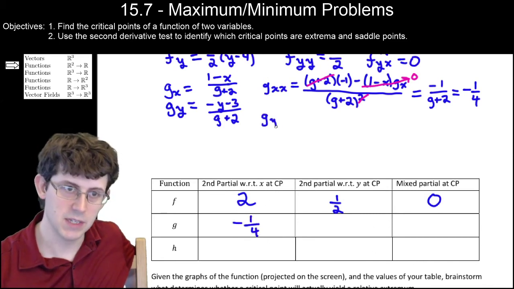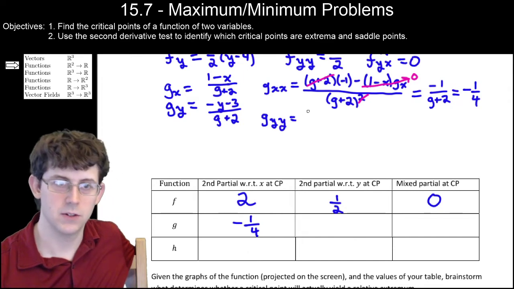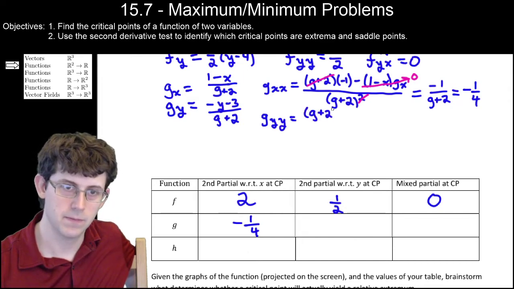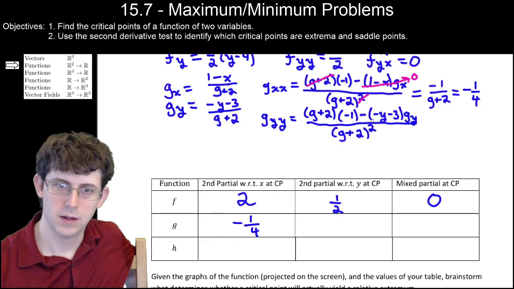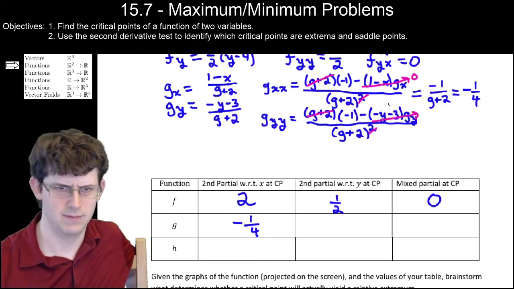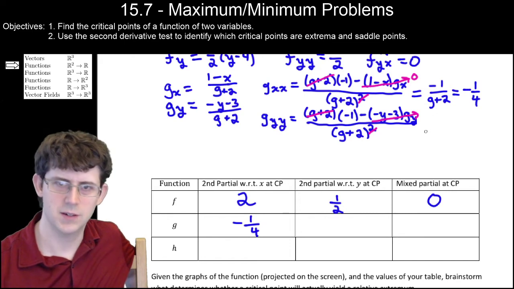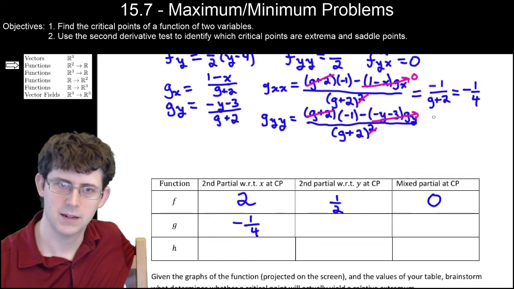gyy, same deal. Do the quotient rule: the denominator times the derivative of the numerator, minus the numerator times the derivative of the denominator, all divided by the denominator squared. gy is 0 at a critical point. The g plus 2's cancel, and I get minus 1 over g plus 2 again. That's cool.